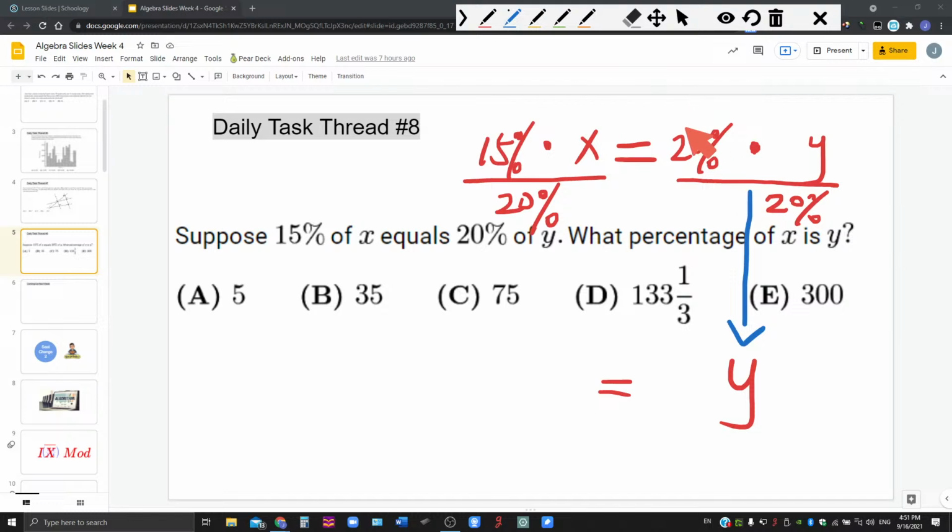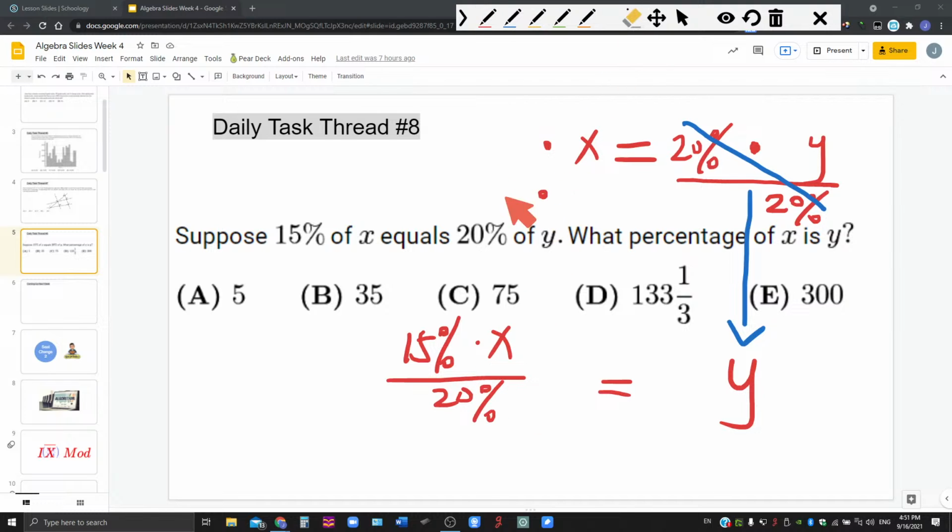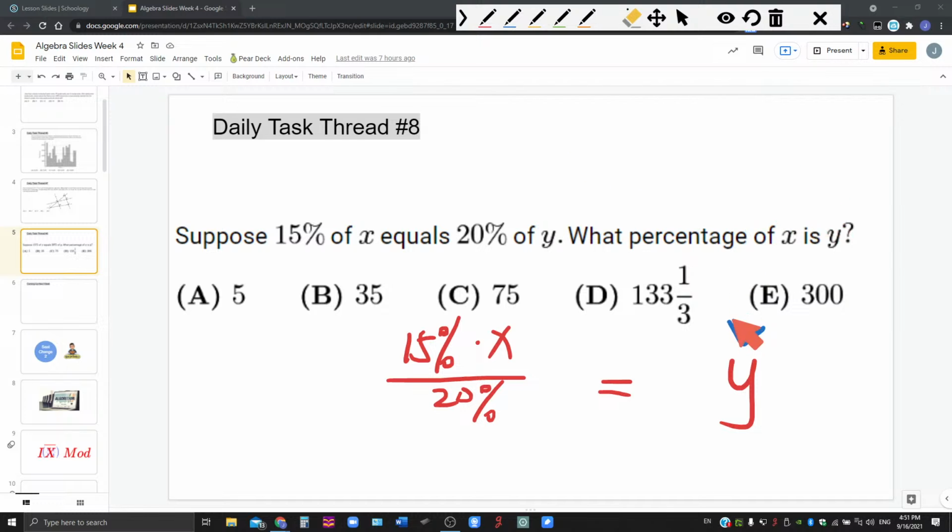So when we do this, the 20% and this 20% will cancel out. Therefore, we have y equals to 15% of x divided by 20%. Now we are very close. Now, if only we can do the calculation, then we have y as a percentage of x. Now let's finish this calculation.